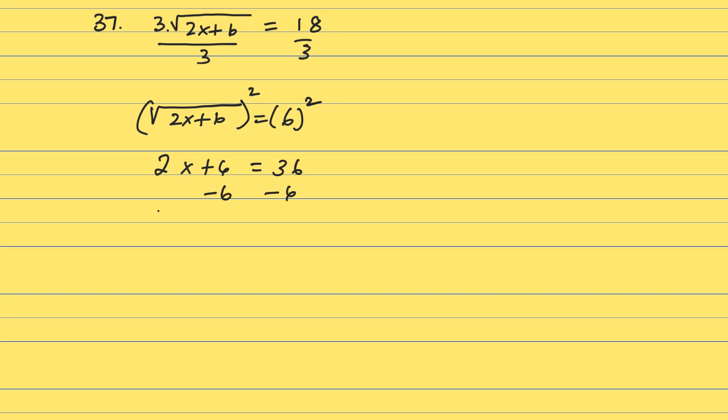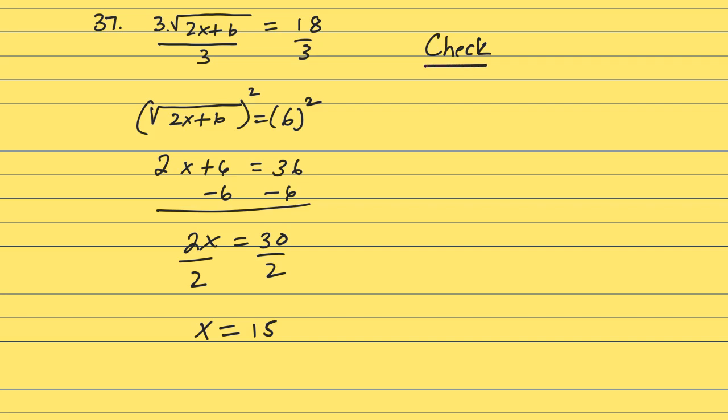Subtract 6 from both sides. So you have 2x equals 36 minus 6 is 30. Divided by 2, so x is equal to 15. Remember that you always want to check, especially because there might be extraneous answers. So you have 3 times the square root of 2 times 15 plus 6.